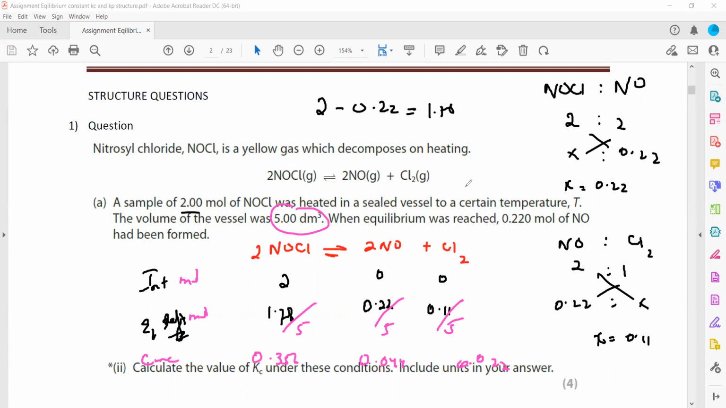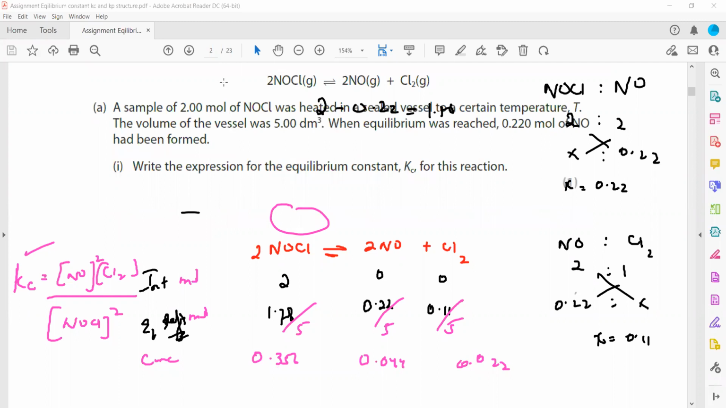And in the beginning, in the first part, we already mentioned the expression for Kc, which is the product divided by the reactant. So it is NO squared, Cl2, then NOCl squared. Using this, we work out the value for Kc. We'll substitute the values here, like we have all these values, and just put them in the final formula.